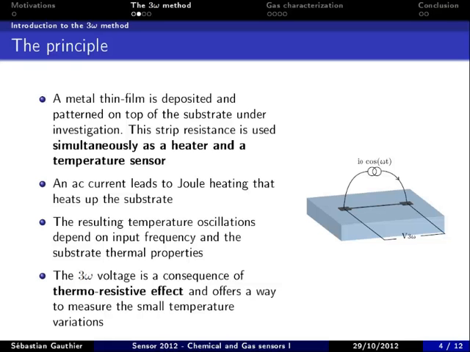If we send a harmonic current in this resistance, let's say cosine omega t, we will have Joule heating that will take place in cos 2 omega t, so at the second harmonic. And now if we measure the voltage drop, so R times I, it's a cosine 2 omega t times a cosine omega t, so we will have a component in the voltage at the third harmonic. And this component is directly proportional to the temperature oscillation that we want to measure.